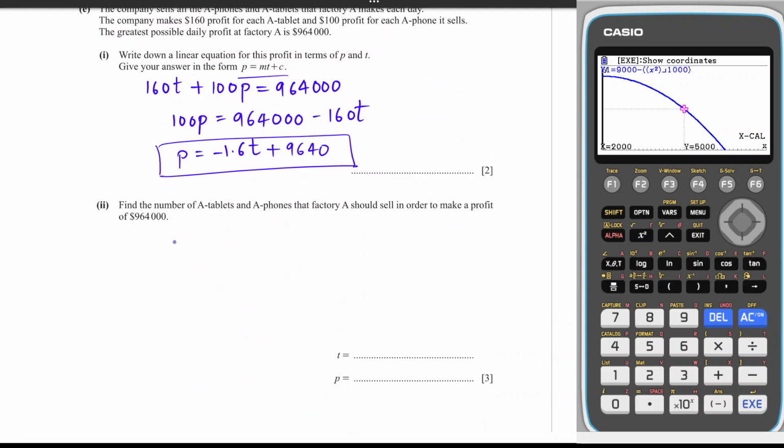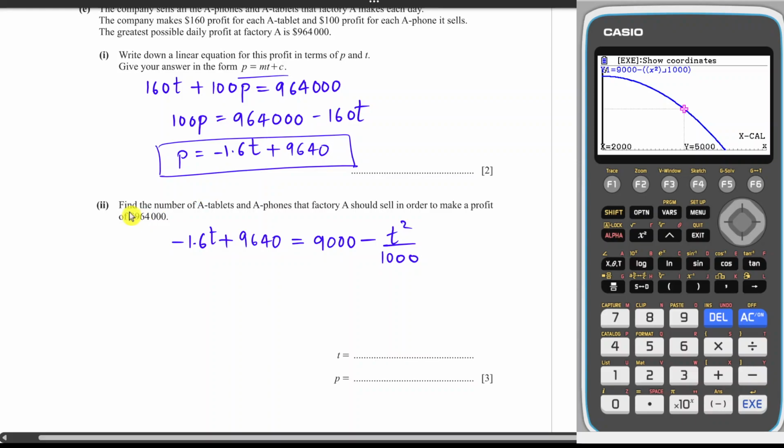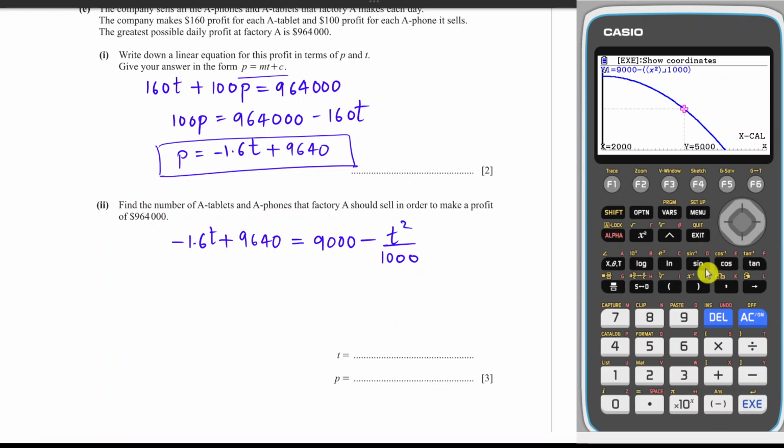So it's like, just for explanation, minus 1.6T plus 9640 is equal to 9,000 minus T square by 100. So I just have to solve this simultaneously. Okay, so they have to be equal. So we can just have another curve and just see where they intersect.